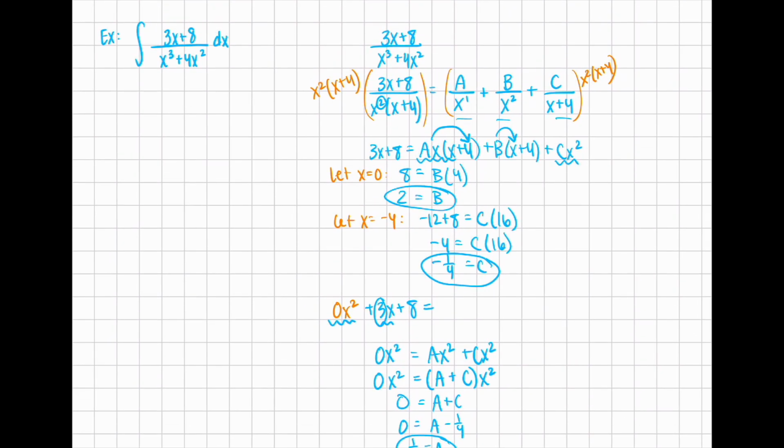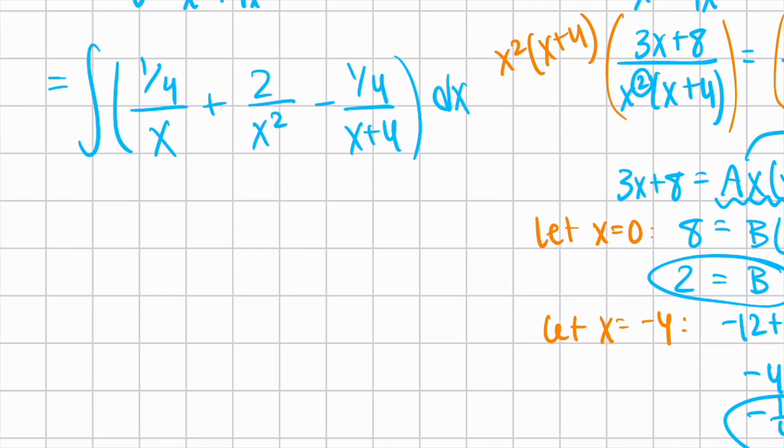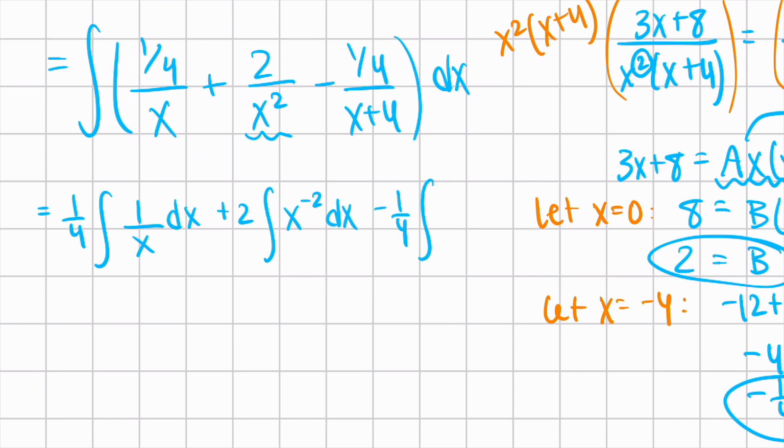So I'm going to rewrite my problem. We said 1/4 over x plus 2 over x squared minus 1/4 over x plus 4 dx. Okay, next step, I'm going to write these as separate integrals. I'm going to put my constants out front. And thinking ahead, this is an x squared in the denominator, so I'm not going to be using natural log for this one, so I'm going to put x to the negative 2 instead.